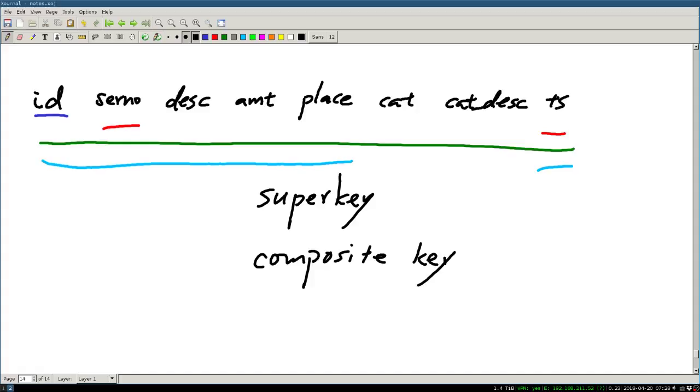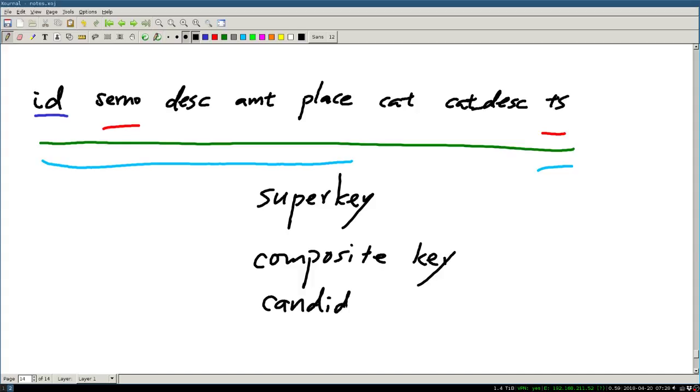The next one is composite key. A composite key is similar to the definition of composite attribute. So it's a key. However, it contains more than one attribute. So the definition is simple. The next one is candidate key. A candidate key is very important.